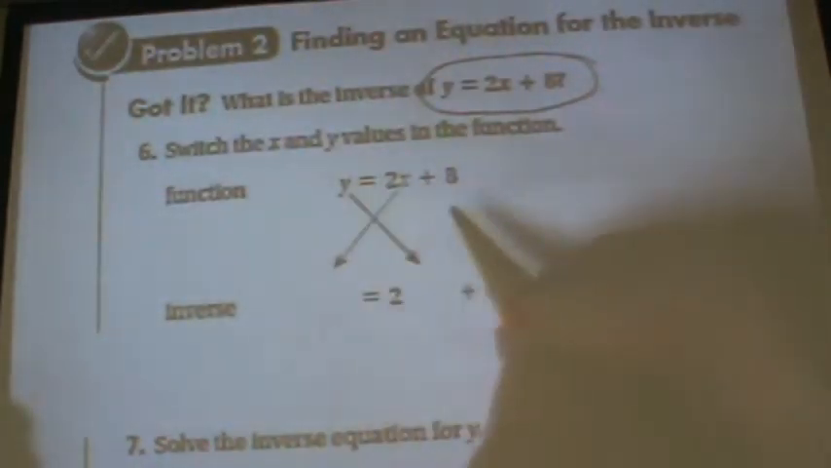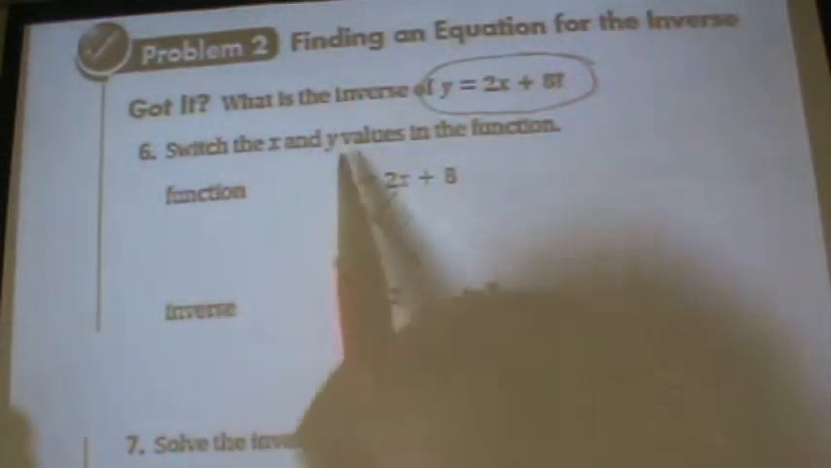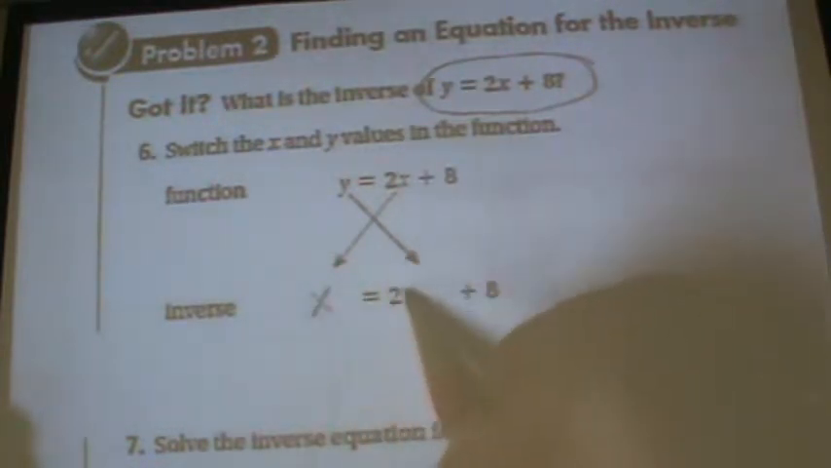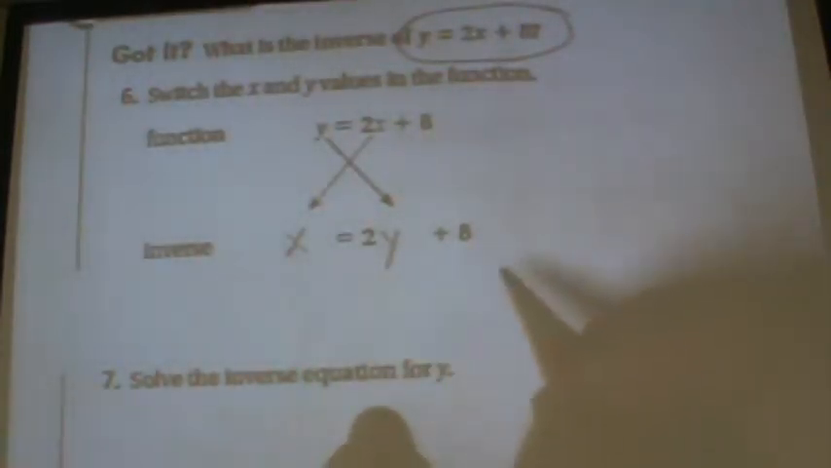Now, do you recall how to come up with the inverse relation, the equation, the rule? Remember what to do? Switch the x and the y values. So this is going to be x equals 2y plus 8. Now, do you leave it like that? We always get y by itself.